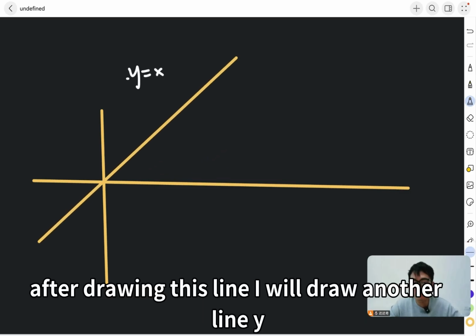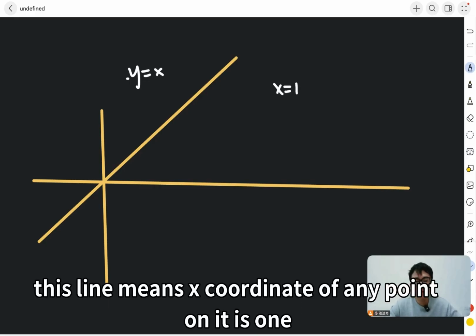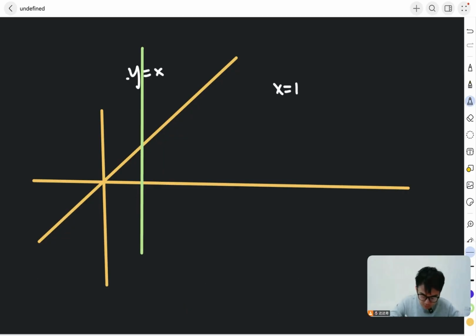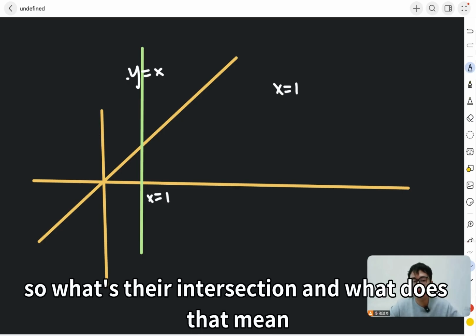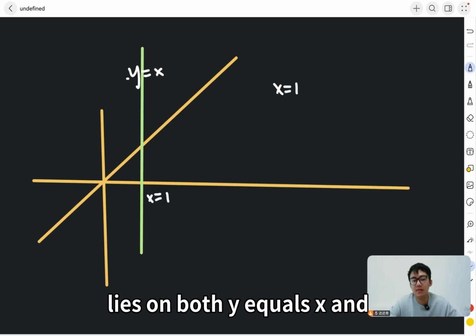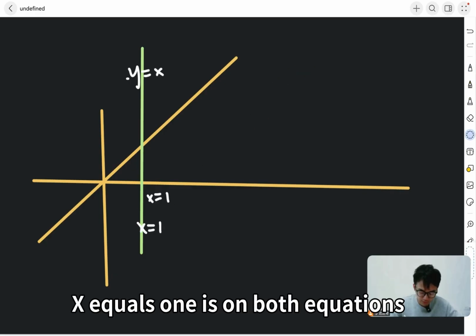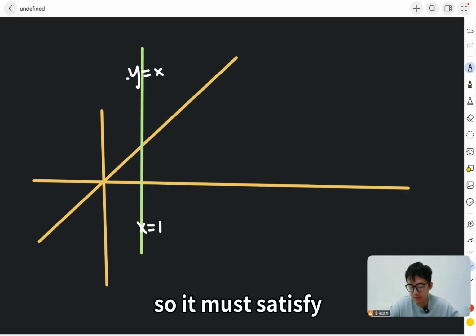After drawing this line, I will draw another line, x equals 1. This line means the x coordinate of any point on it is 1. So here, you see, these seem to intersect, right? So what's their intersection and what does that mean? Well, this intersection point lies on both y equals x and x equals 1. It's on both equations, so it must satisfy both.